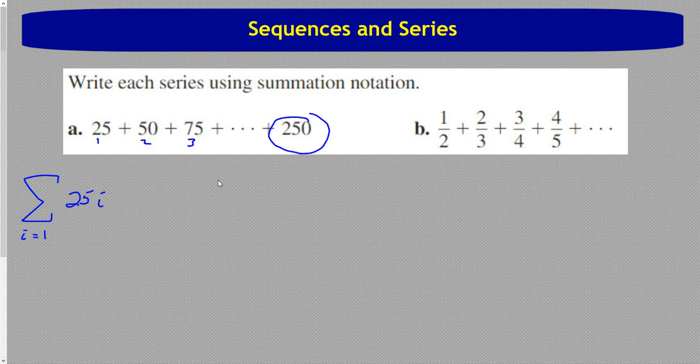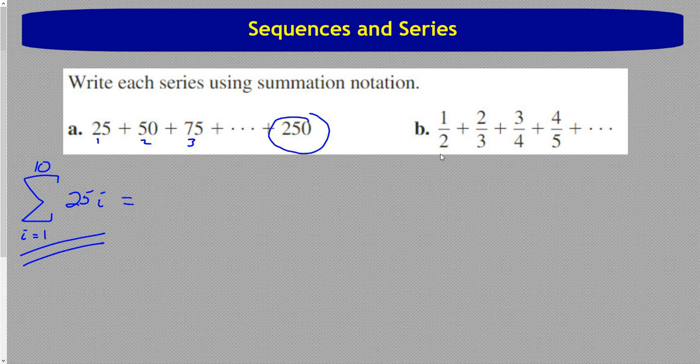So if I were to divide that by 25, what are we going to get? What do I have to multiply 25 by to get 250? Well, that'd have to be 10. So this represents the series of 25 times i when i starts at 1 and goes to 10. So it's going to be 10 terms. This represents the sum of all of those if I added them all up. I don't know what that is yet, but that's what that shows.